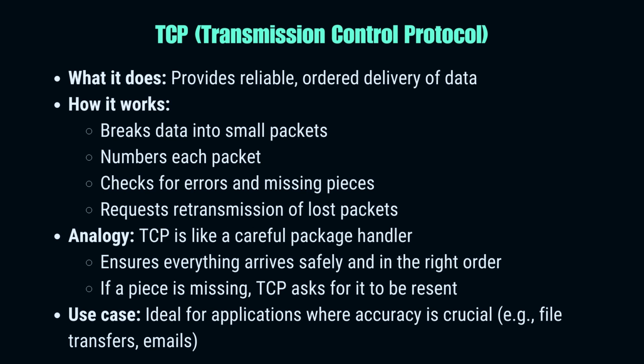When they arrive, TCP reassembles them in the correct order, checks for any errors, and requests retransmission if any packets are missing or damaged. Think of TCP as a meticulous package handler who ensures that every part of your shipment arrives safely and in the right order. If a piece is missing, TCP immediately asks for it to be resent. This makes TCP perfect for situations where accuracy is critical, like when you're downloading a file or sending an email. It ensures that everything you send arrives exactly as it should.